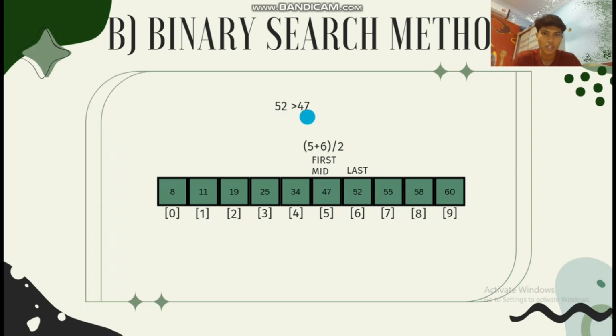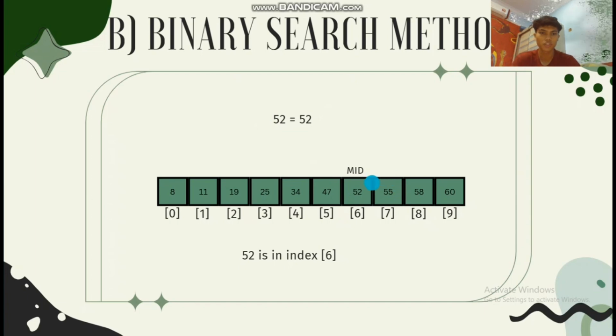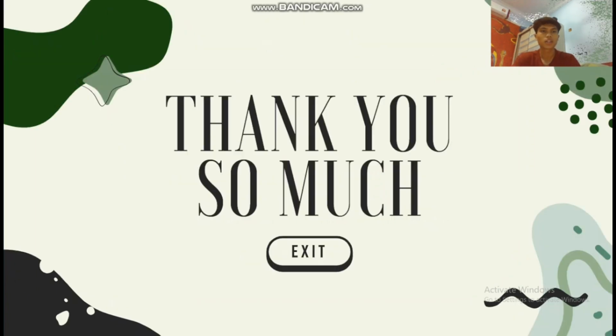So 47 is the mid. 52 is more than 47. So for the last, we found 52 after all the steps we did, and we found 52 at index 6. That's all from us to present our data structure mini project. So thank you.